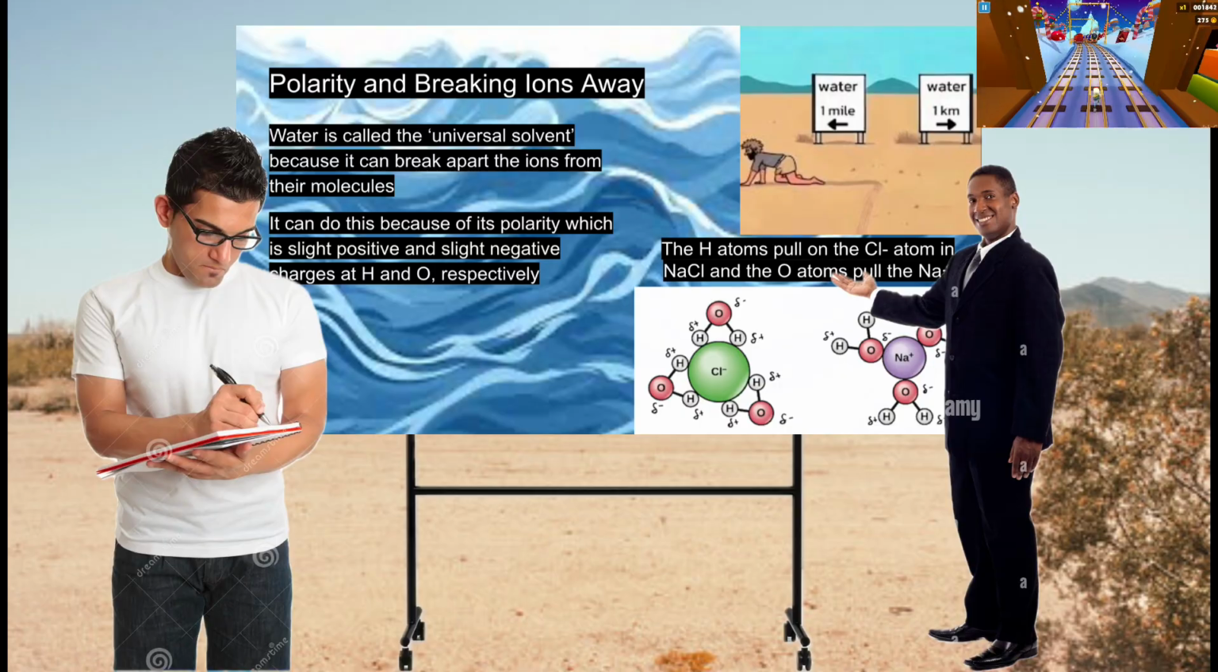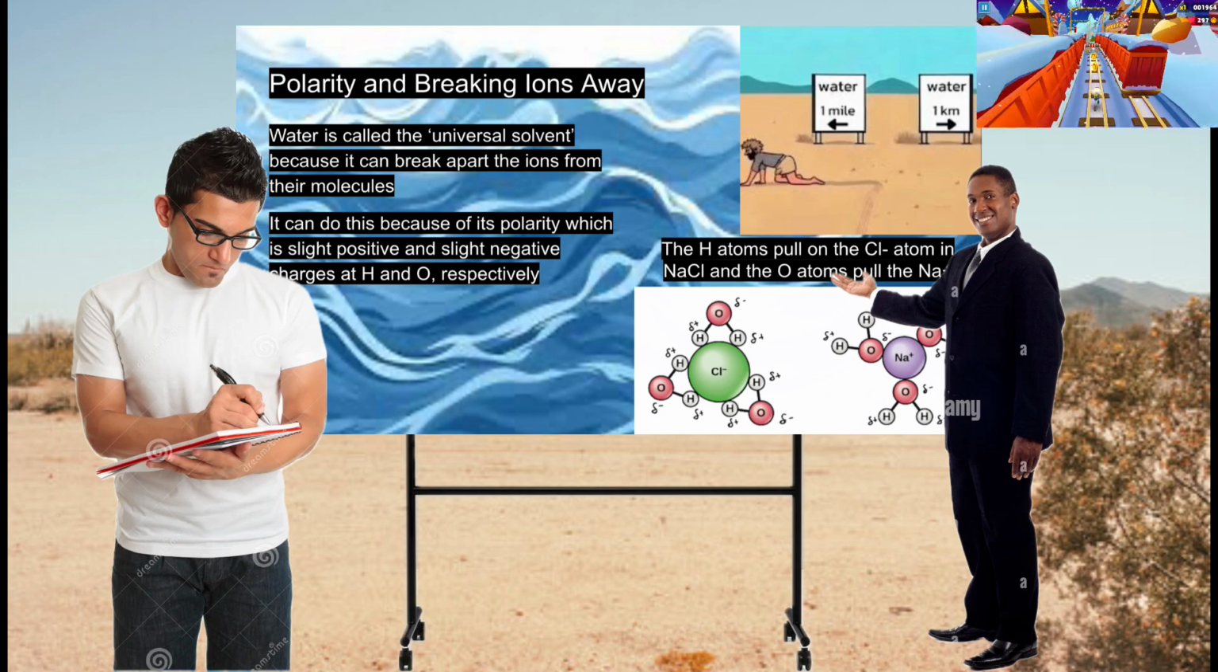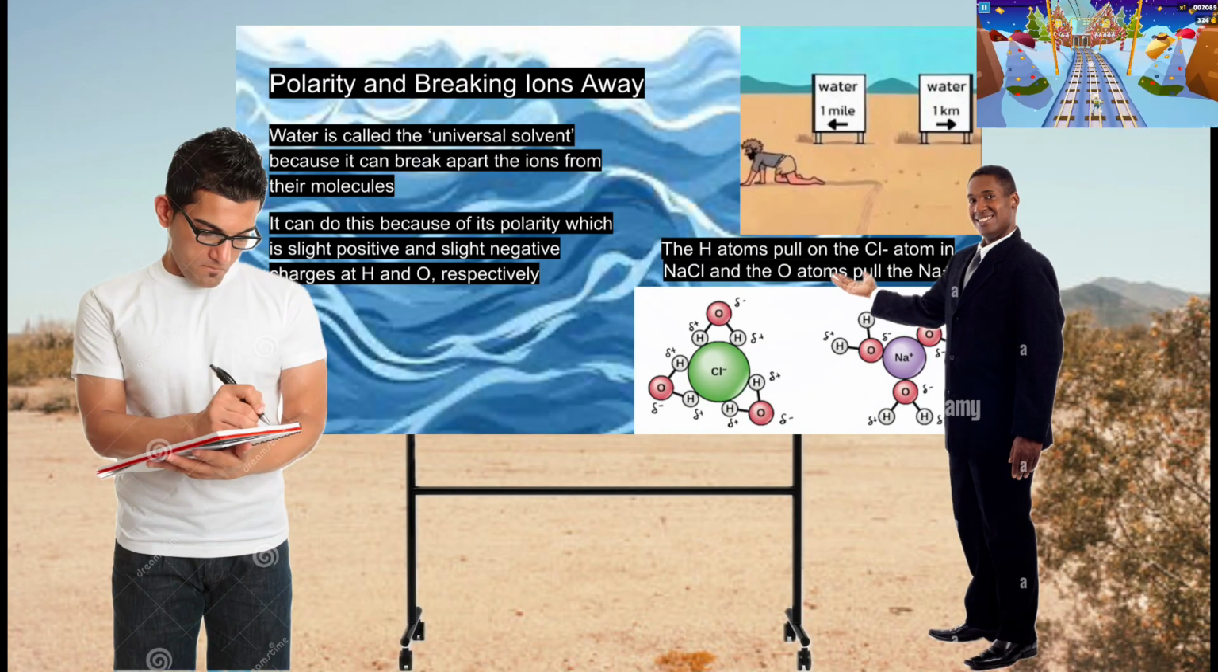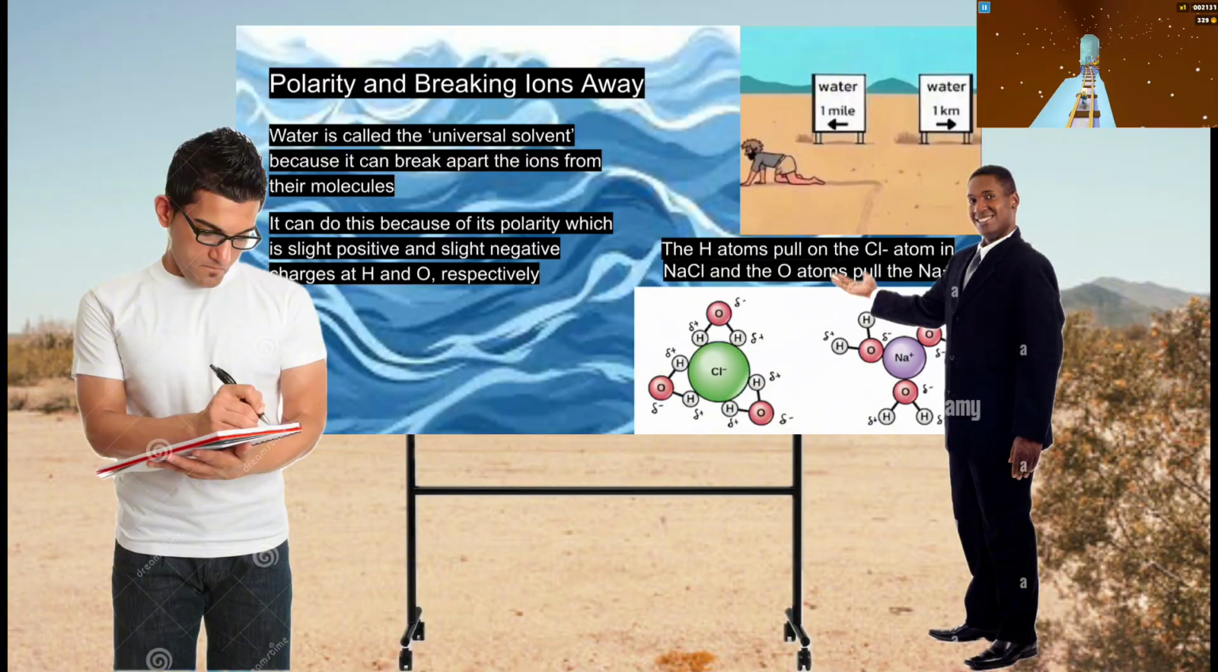So the positive charges pull out the chlorine and the negative ones pull out the sodium? Yeah. But it only works for ionic compounds, because covalent ones share electrons, so their bonds are tighter and you can't pull them apart as easily.